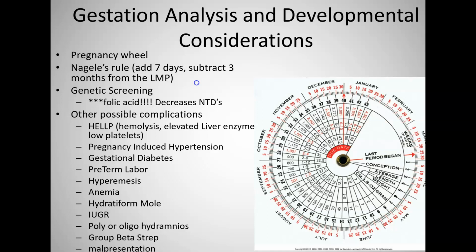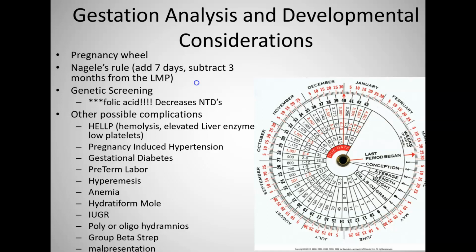So, they'll tell you my last menstrual period was on this particular day. And you will subtract 3 months off of that and add 7 days. Take off 3 months, add 7 days from the last menstrual period. That's Nagel's rule. So the genetic screening, you need folic acid because that decreases birth defects and that type of thing.